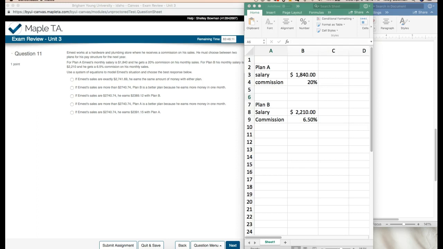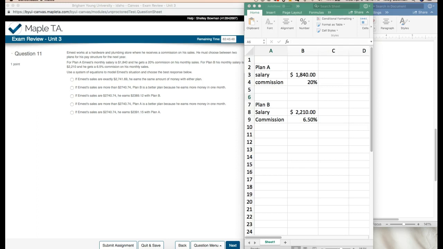For Plan A, Ernest's monthly salary is $1,840 and he gets 20% commission on his monthly sales. For Plan B, his monthly salary is $2,210 and he gets 6.5% commission on his monthly sales. Use a system of equations to model Ernest's situation and choose the best response below.